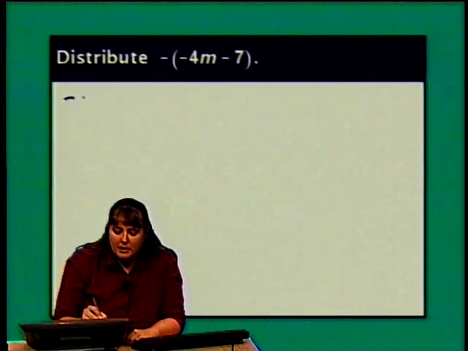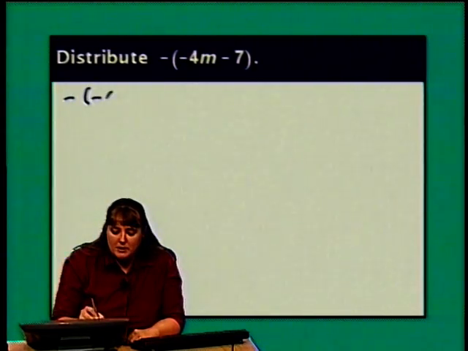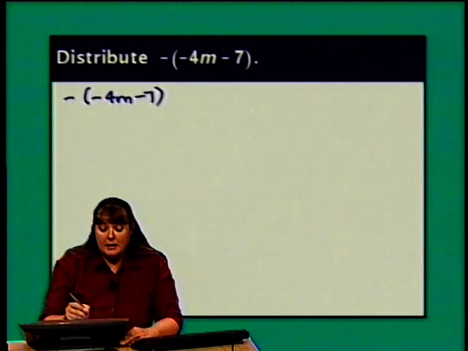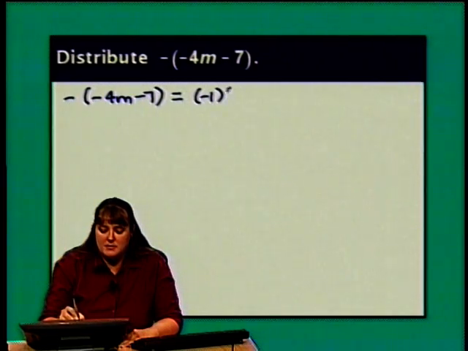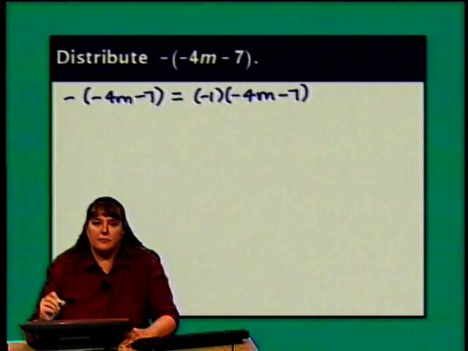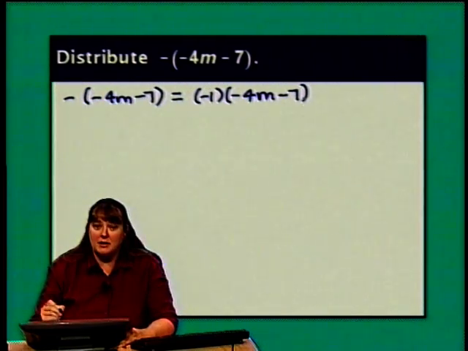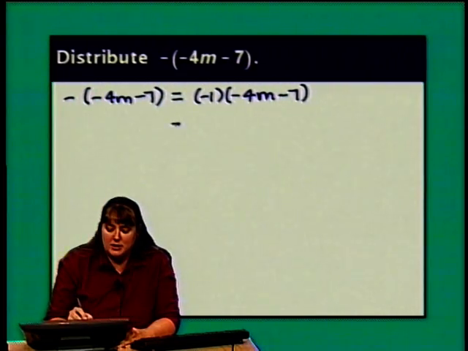So let's try another one. How about the opposite of negative 4m minus 7? Again, if I want to, I can think of this as negative 1 times the quantity negative 4m minus 7. What I expect to happen here is for the sign of each of the terms in the parentheses to change. So let's use the distributive property to distribute the negative 1, and see if the signs of the terms inside the parentheses change.